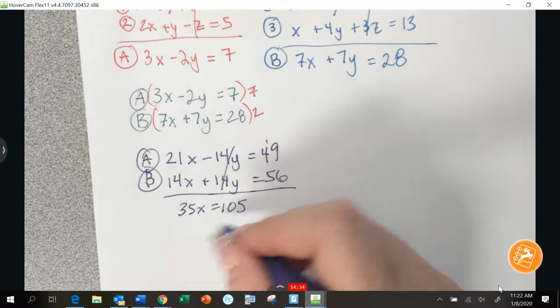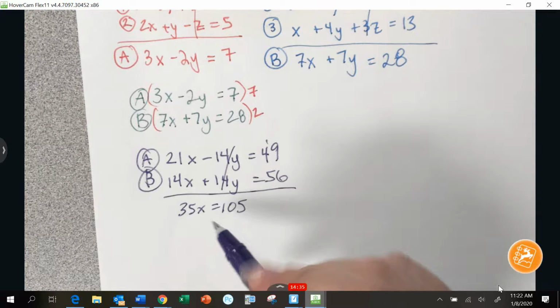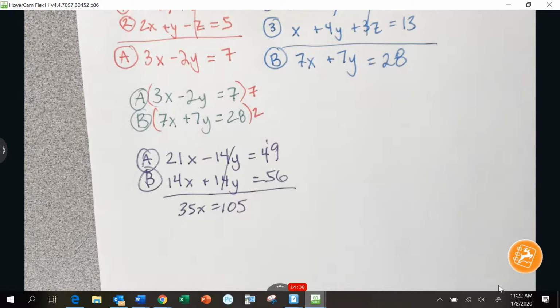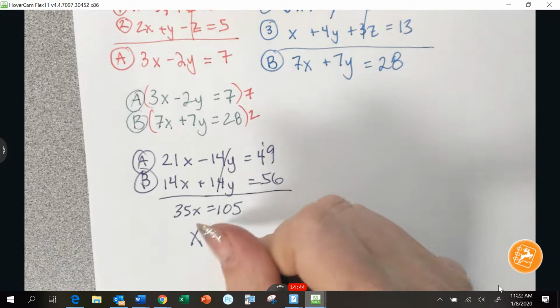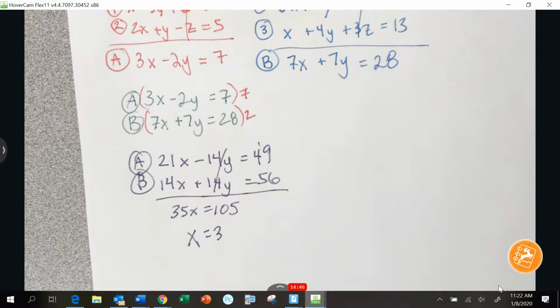So then if I divide both sides, oh wait, I got down to an equation that only has one variable. So I just need one equation with one variable. I can solve for x. Divide by 35. What does x equal? 3. We found one answer.